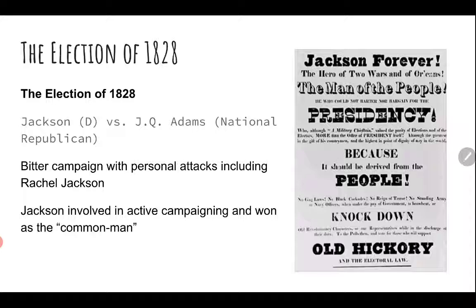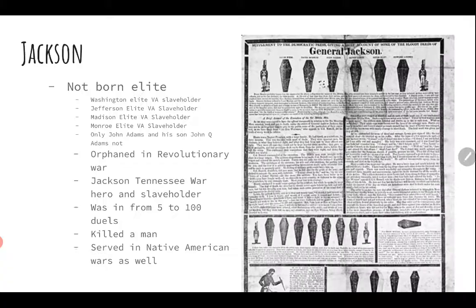But Jackson is really campaigning as the common man, right? He's a man of the people. Old Hickory, he's a hero. And Adams, on the other hand, is painting Jackson as crazy. He murdered people, both of which are true.